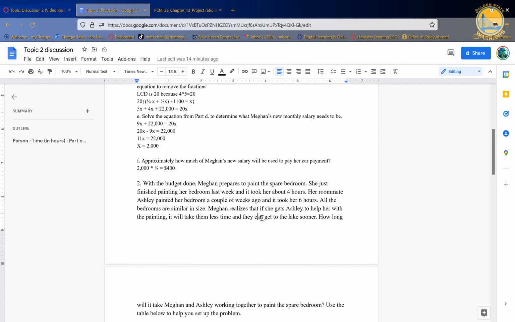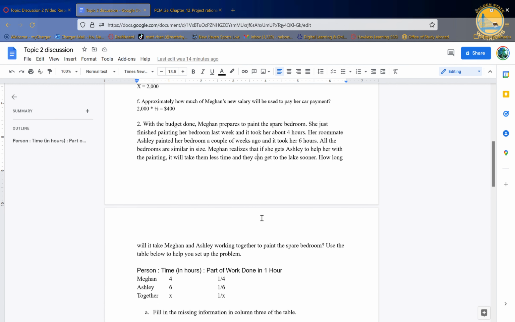Now number 2. With the budget done, Megan prepares to paint the spare bedroom. She just finished painting her bedroom last week, and it took her about 4 hours. Her roommate Ashley painted her bedroom a couple weeks ago, and it took her 6 hours. All the bedrooms are similar in size.